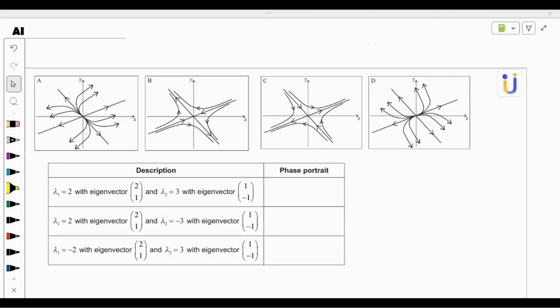Now we need to complete the table for 3 marks and 3 descriptions. The respective phase portraits we need to find over here. Got it? So let's move, and this will also be helpful to recall those phase portrait conditions. Let's go.